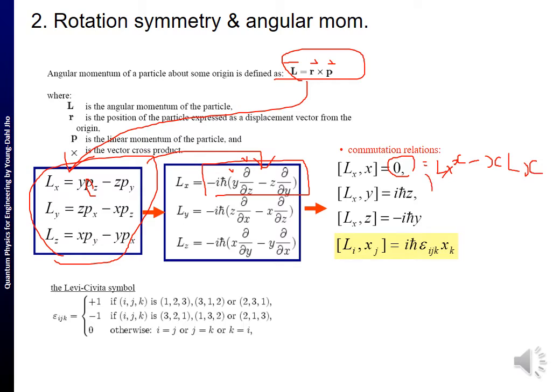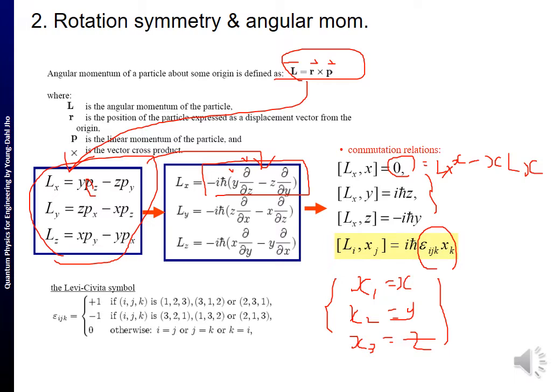[Lx, y] equals i h-bar Lz, [Lx, z] equals minus i h-bar Ly. Then we summarize this: [Li, xj], where x1 is x, x2 is y, x3 is z. And also this epsilon ijk is the Levi-Civita symbol.